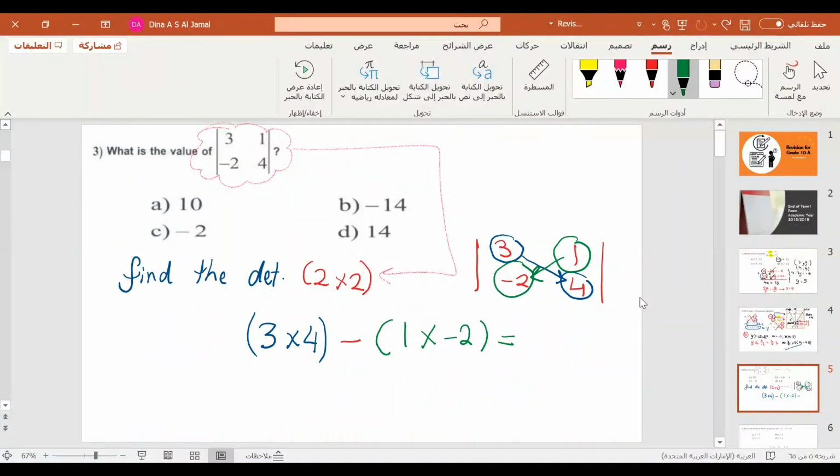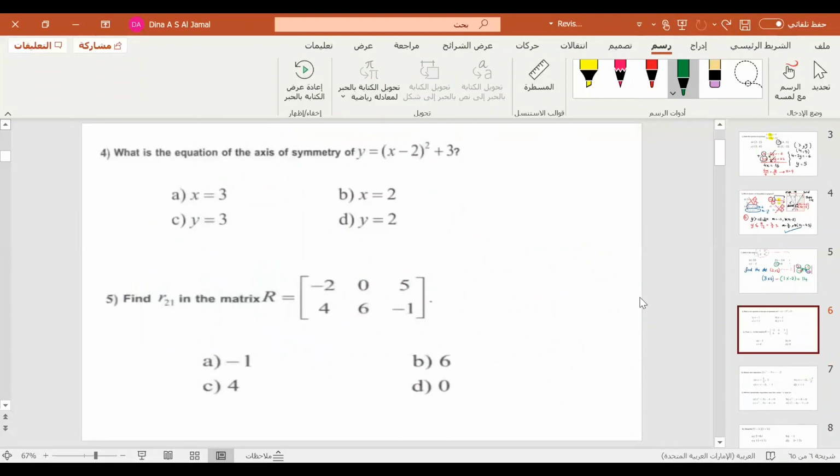Which will be equal to 14. And this will be your answer of D. Now, he's asking you, what is the equation of the axis of symmetry? So we know that the axis of symmetry is having the equation of x is equal to -b/2a. Also, we know that the axis of symmetry is the same as the x value of your vertex.